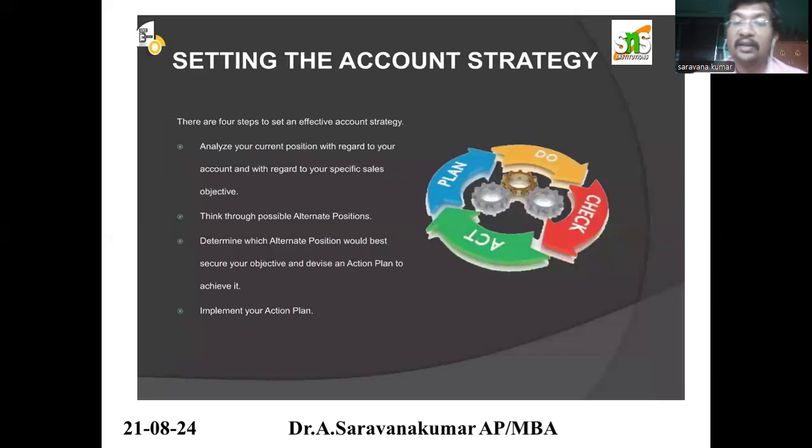So, setting the account strategy, PDCA: plan, do, check, act. There are 4 steps to set an effective account strategy. Analyze your current position with regard to your account and with regard to your specific sales objective. Think through possible alternative positions. Determine which alternate position would best secure your objective and devise an action plan to achieve it. Implement your action plan. That is plan, do, check, act. First, you have to plan. Then, once it is ready, you can do it. Whether it is right or wrong, you can check it. Finally, you are going to implement. So, these are the steps for account strategy.